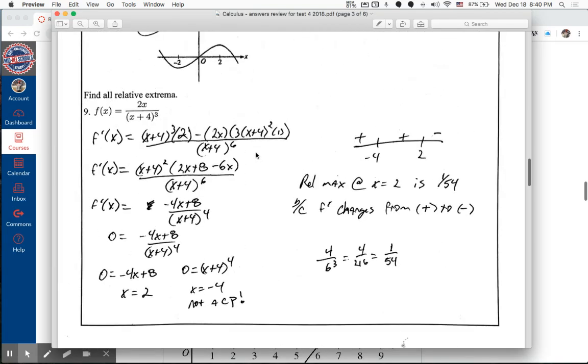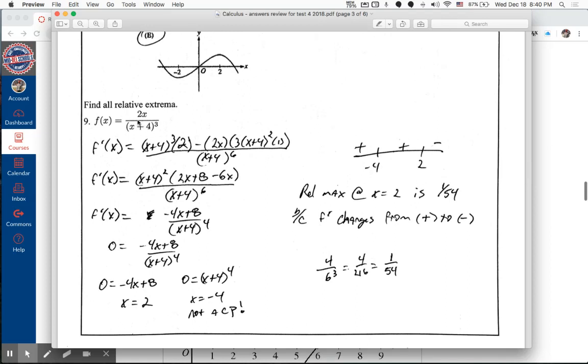All right. Relative extrema, so I need my derivative. This is the quotient rule. So bottom times the derivative of the top, minus the top times the derivative of the bottom, all over the bottom squared. (x + 4)^3 squared gives me (x + 4)^6.